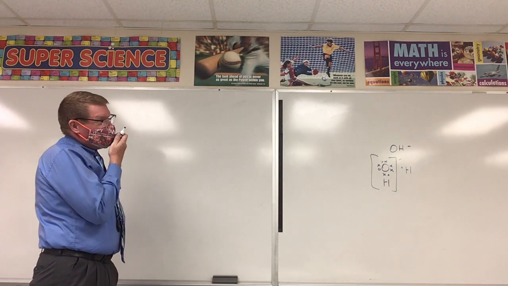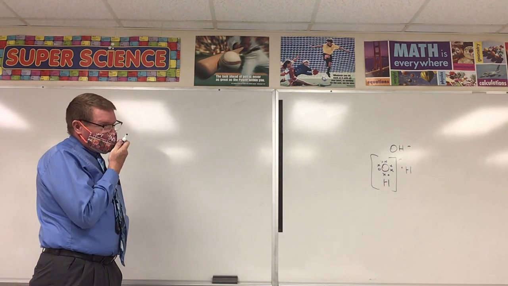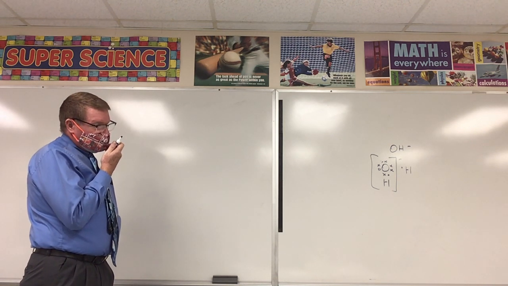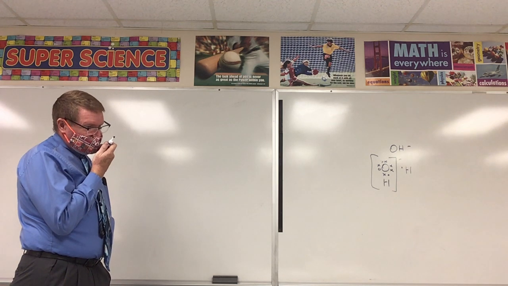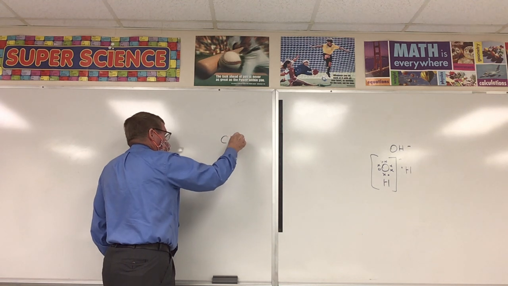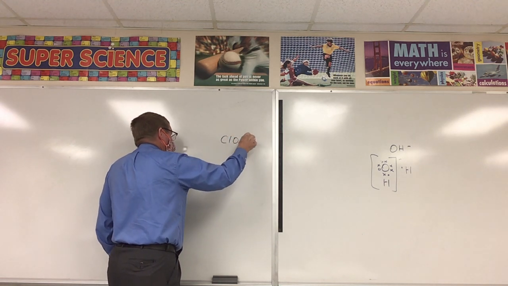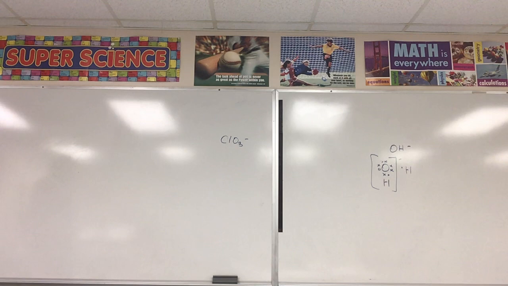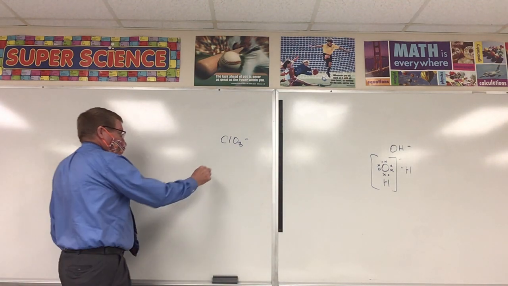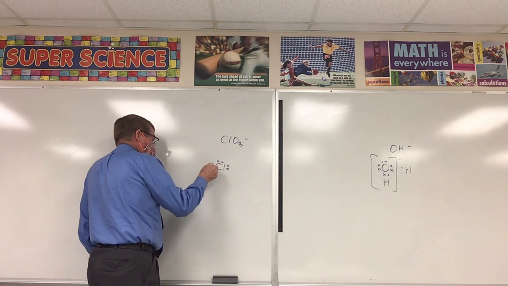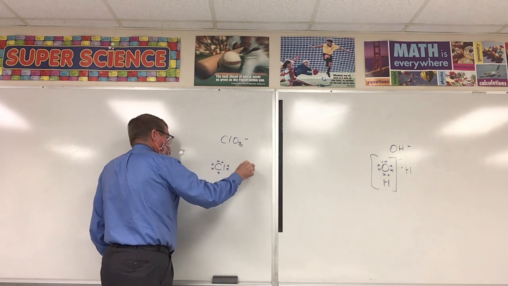Let's see. Polyatomic ion. That's not a good example. ClO3 negative, which is chlorate. Which one's my central atom? Cl. How many electrons does it have? 7. You get 3 oxygen.